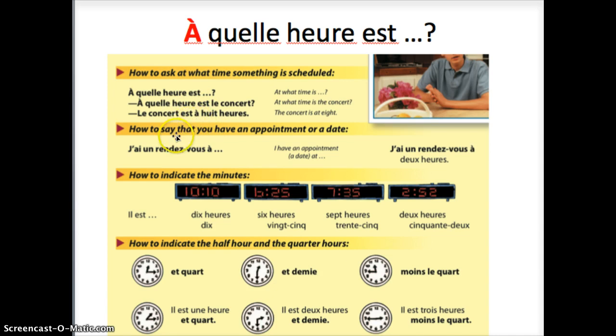Okay? So how to say that you have an appointment or a date? You would say, j'ai un rendez-vous à, and then give me the time. J'ai un rendez-vous à 2 heures, for example.